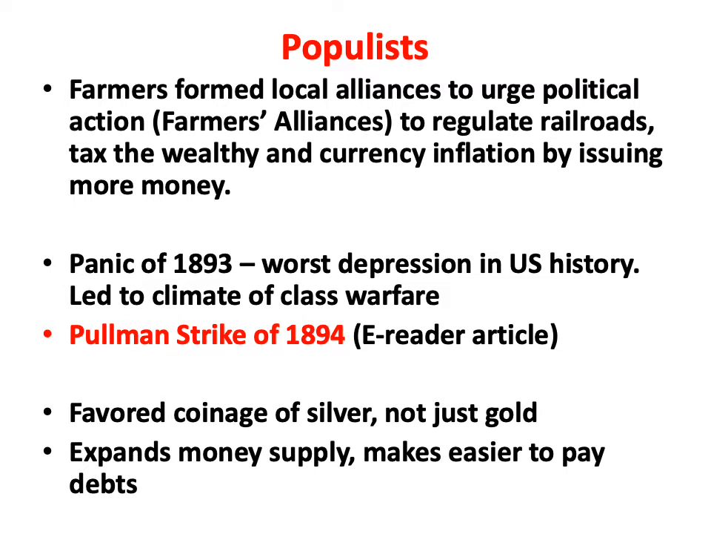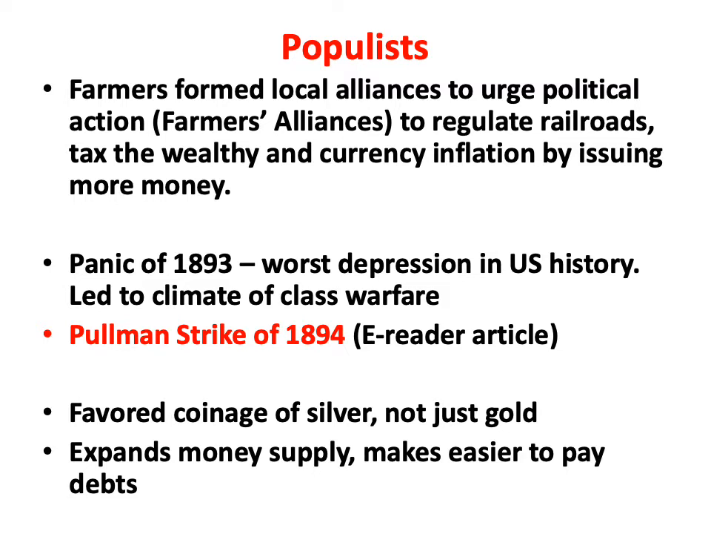1893 was one of the periodic depressions in U.S. history. Every economy in the world goes through periodic depressions, which I'm sure you've studied in economics classes. But this was the worst in U.S. history to that point, and it led really to a climate of class warfare. And a very good example of this is the Pullman strike of 1894.